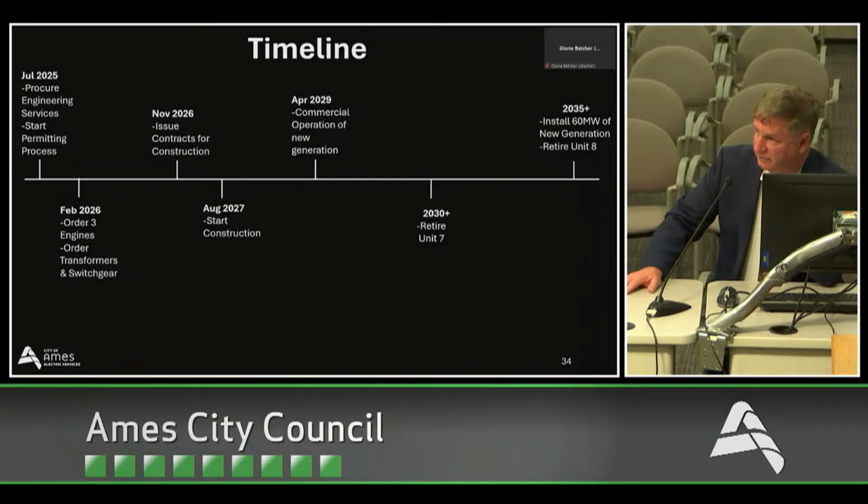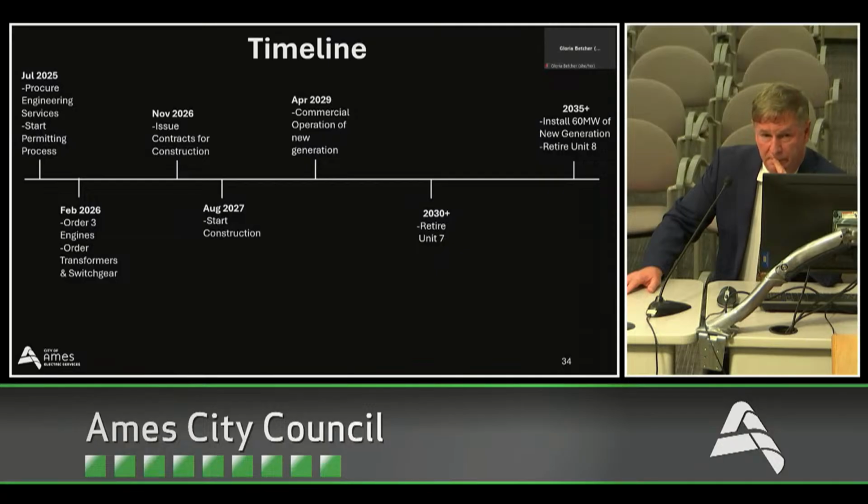We believe then by February of 2026, we'll get 3 engines on order in that time frame. We'll also then have to order transformers and switchgear. They're typically a 2-year lead time to order transformers right now. And then start constructing, hopefully fall of 2026, with commercial operations sometime 4 years from now in 2029.